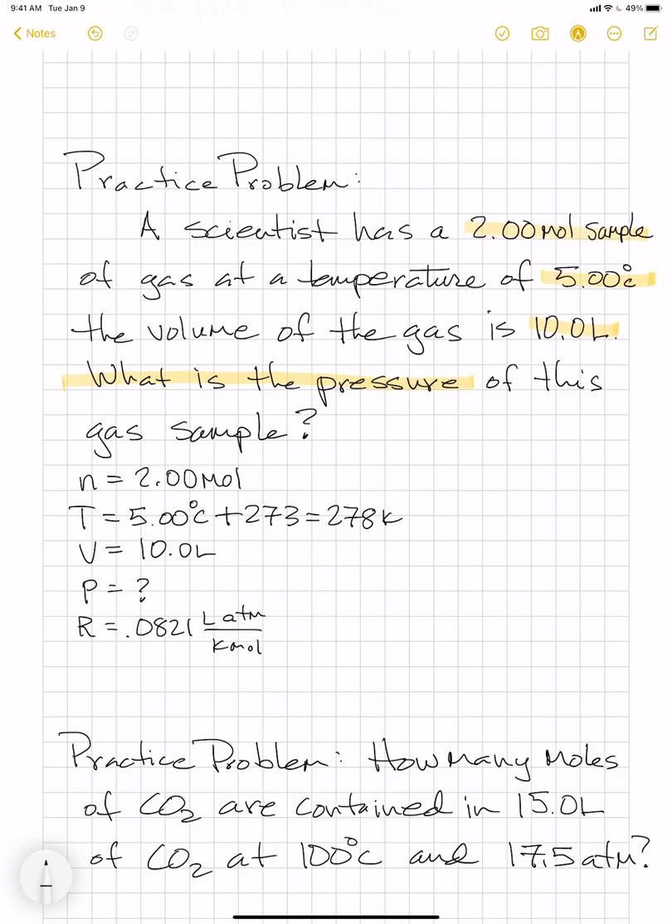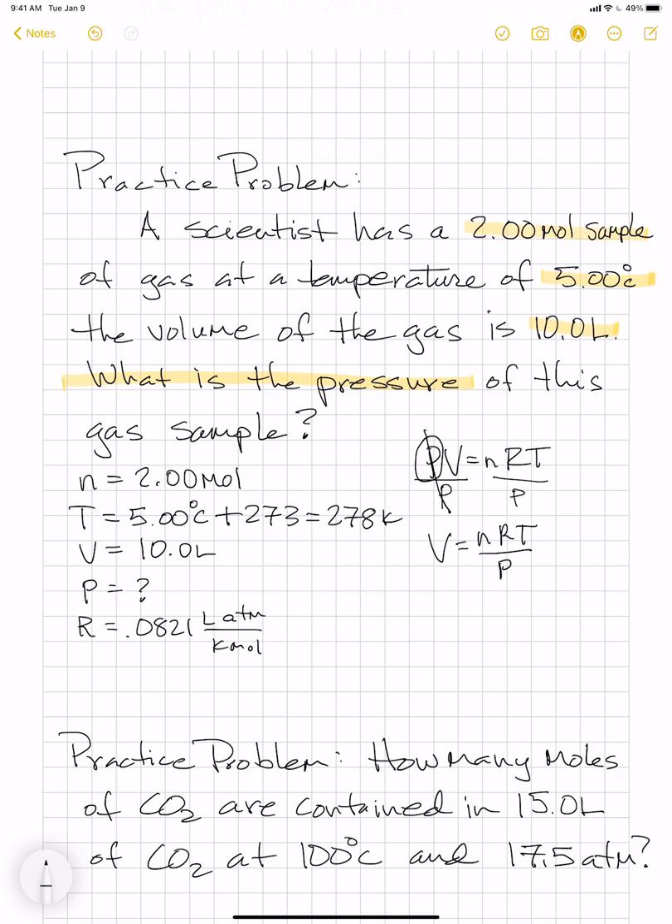All right, so let's write down the formula. PV is equal to nRT. We're solving for P, all right? So let's manipulate this equation to get the formula that we want. So we divide by P, we divide by P. That gets rid of that, leaving us V is equal to nRT divided by P, okay? That was a nice little trick we did there.